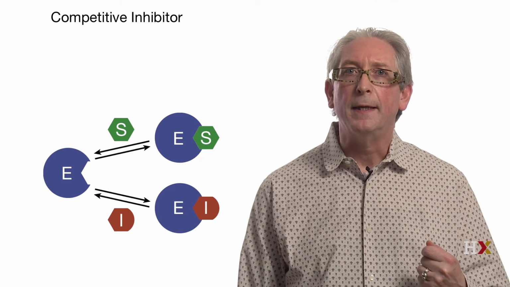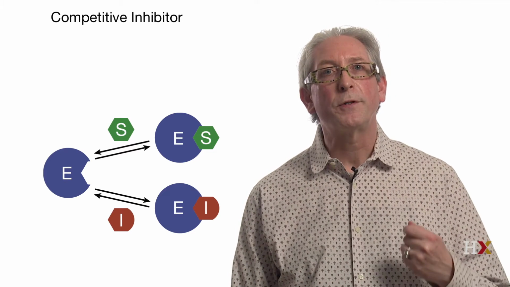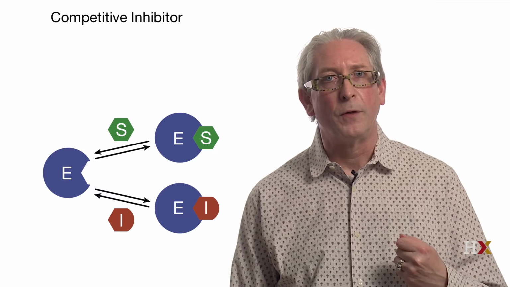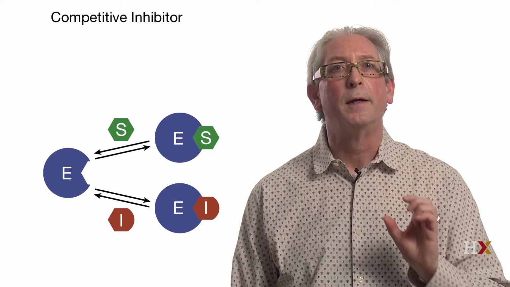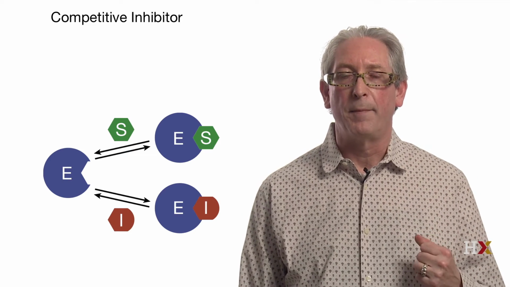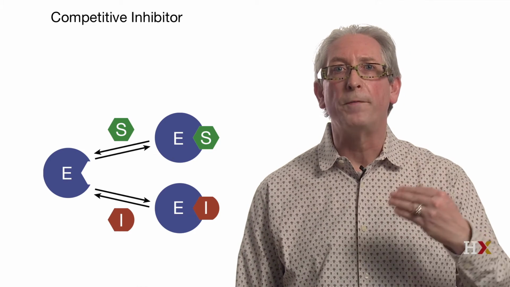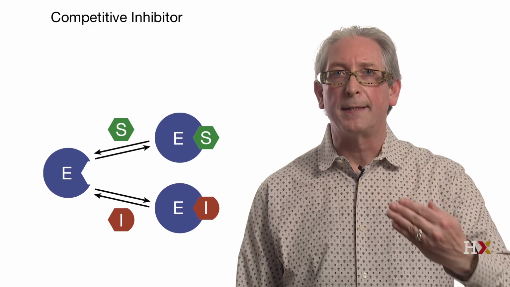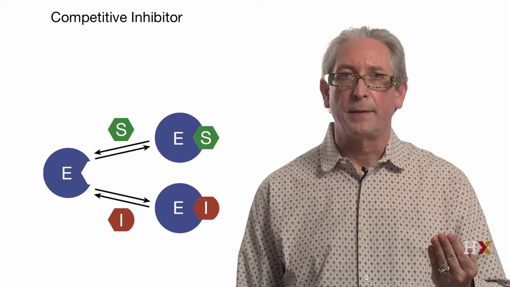We have already discussed one of these competitive inhibitors. We called it a structural analog. You remember it's a molecule that has a structure very similar to the substrate and can bind to the active site of the enzyme. There are other types of competitive inhibitors, but all of them bind to the enzyme and prevent the binding of the substrate.